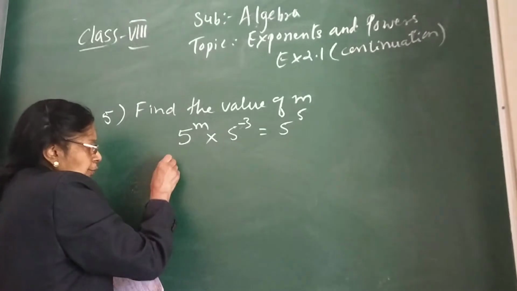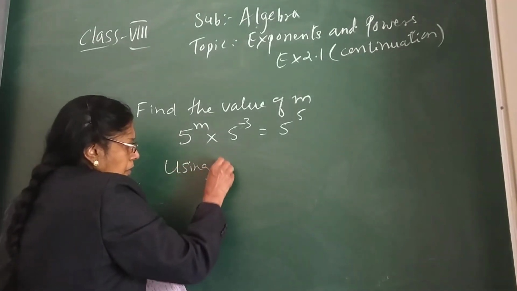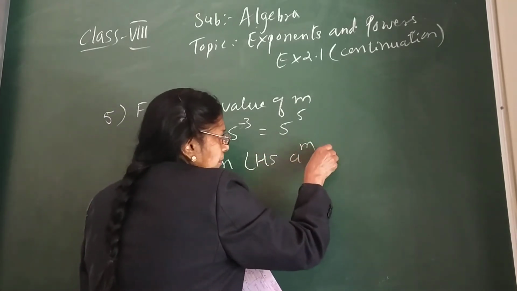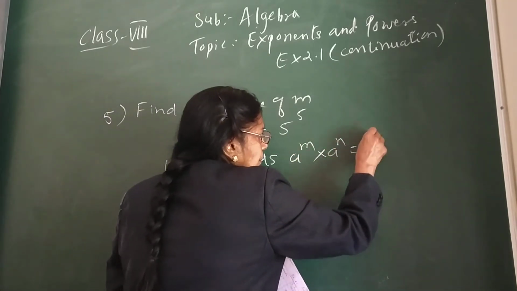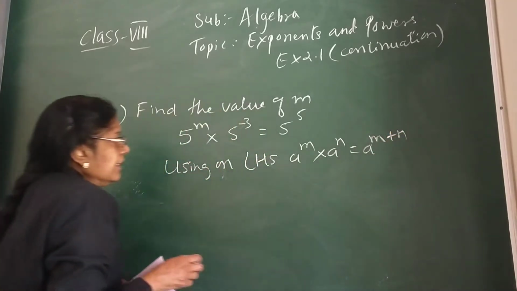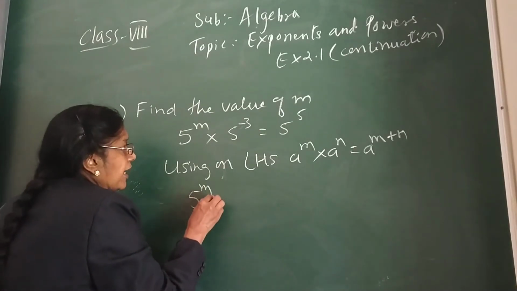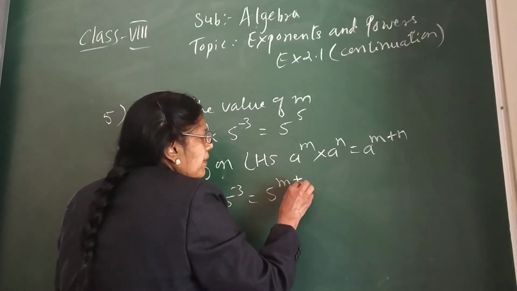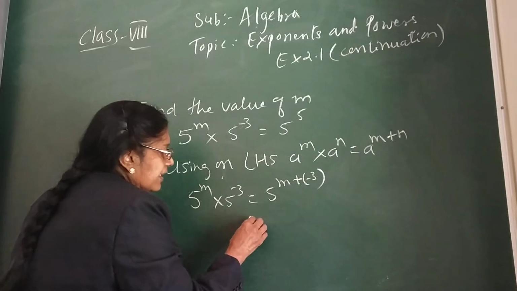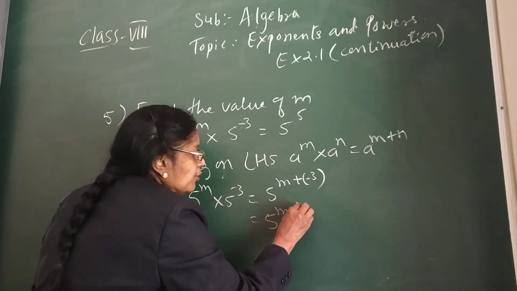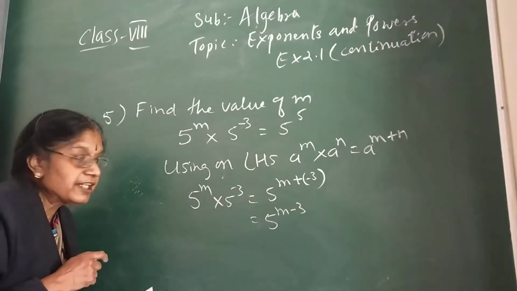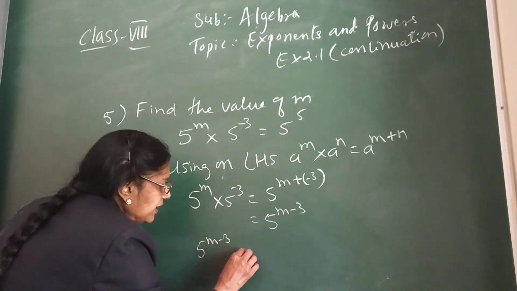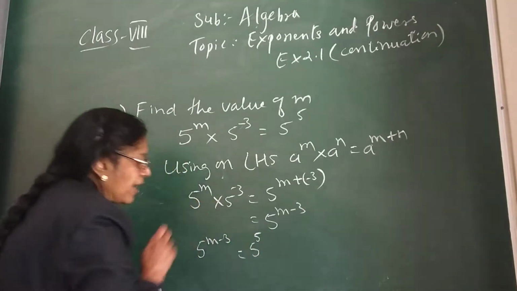Here we can also use, on the LHS, a to the power of m into a to the power of n is equal to a to the power of m plus n. So what will become? 5 to the power of m into 5 to the power of minus 3 is equal to 5 to the power of m plus in the bracket minus 3. Plus into minus is what? Minus. So you get m minus 3. Now we have 5 to the power of m minus 3 is equal to 5 to the power of 5.